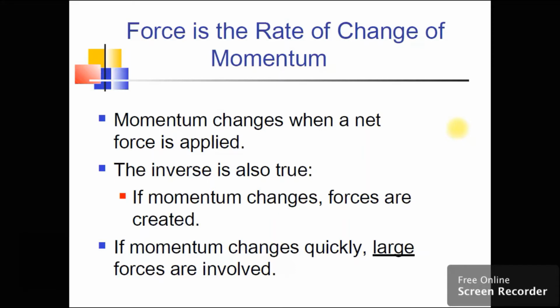Now, the inverse of that is also true. So the first sentence is momentum changes when a net force is applied. And then you can also say the inverse. If momentum changes, then a net force was applied. Oh, in that red dot, it says created. So if momentum changes, forces are created. So you need forces to change momentum. So if you see a momentum change, there's a force somewhere. And of course, if momentum changes quickly, large forces are involved.